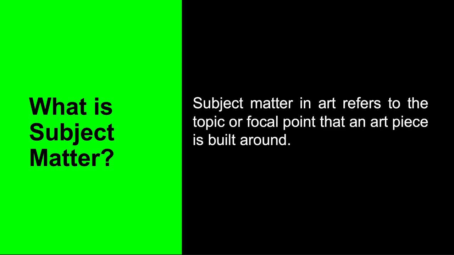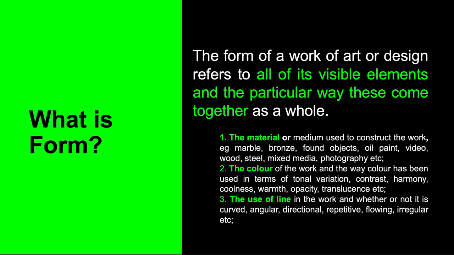Next is, what is form? The form of a work refers to all its visible elements and the particular way these things come together. So it's really what you see. For example, in the form of Batia's work, there are many things. You can talk about the medium, it's oil painting. You can talk about the color, he's used bright, vibrant colors. You can talk about what the painting depicts: it's a market scene, with fruits, vegetables, plants, animals, and so on.